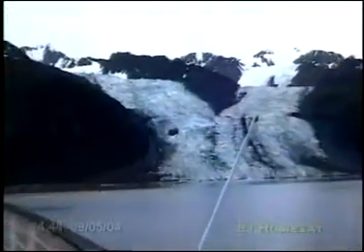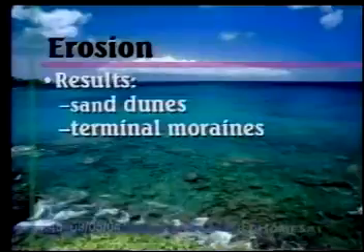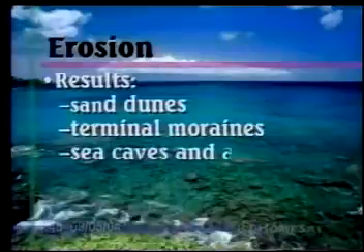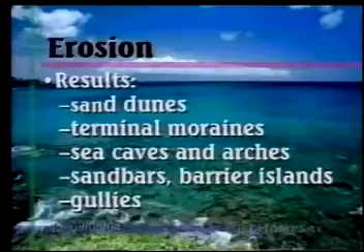And glaciers are also a force that acts on the Earth's surface. And here in a moment you'll see the path that this glacier has taken down the mountain. So you've been able to observe some of the effects of erosion. Some other results of erosion are sand dunes, terminal moraines, those are actually hills of debris left behind by glaciers, sea caves and arches, and sandbars, barrier islands, and also gullies are results of erosion.